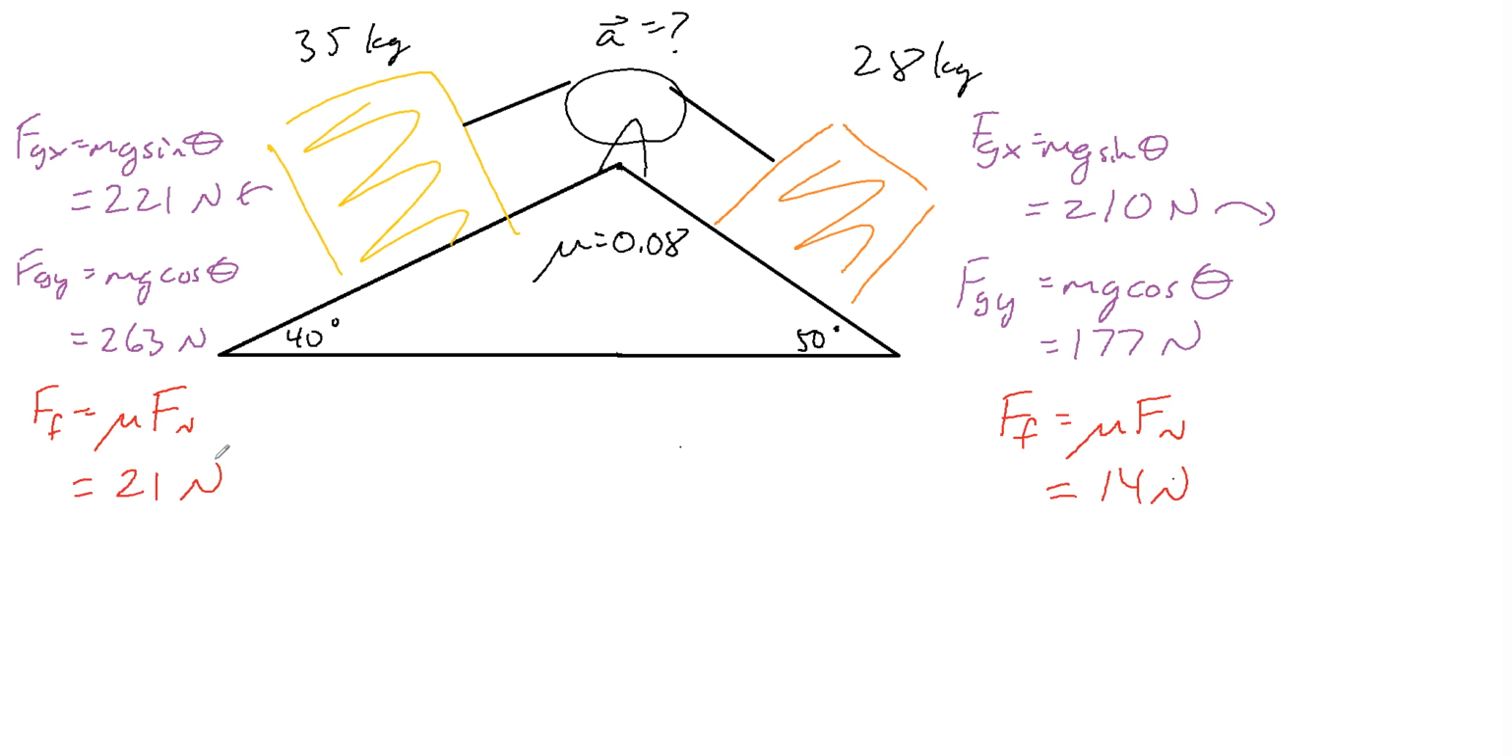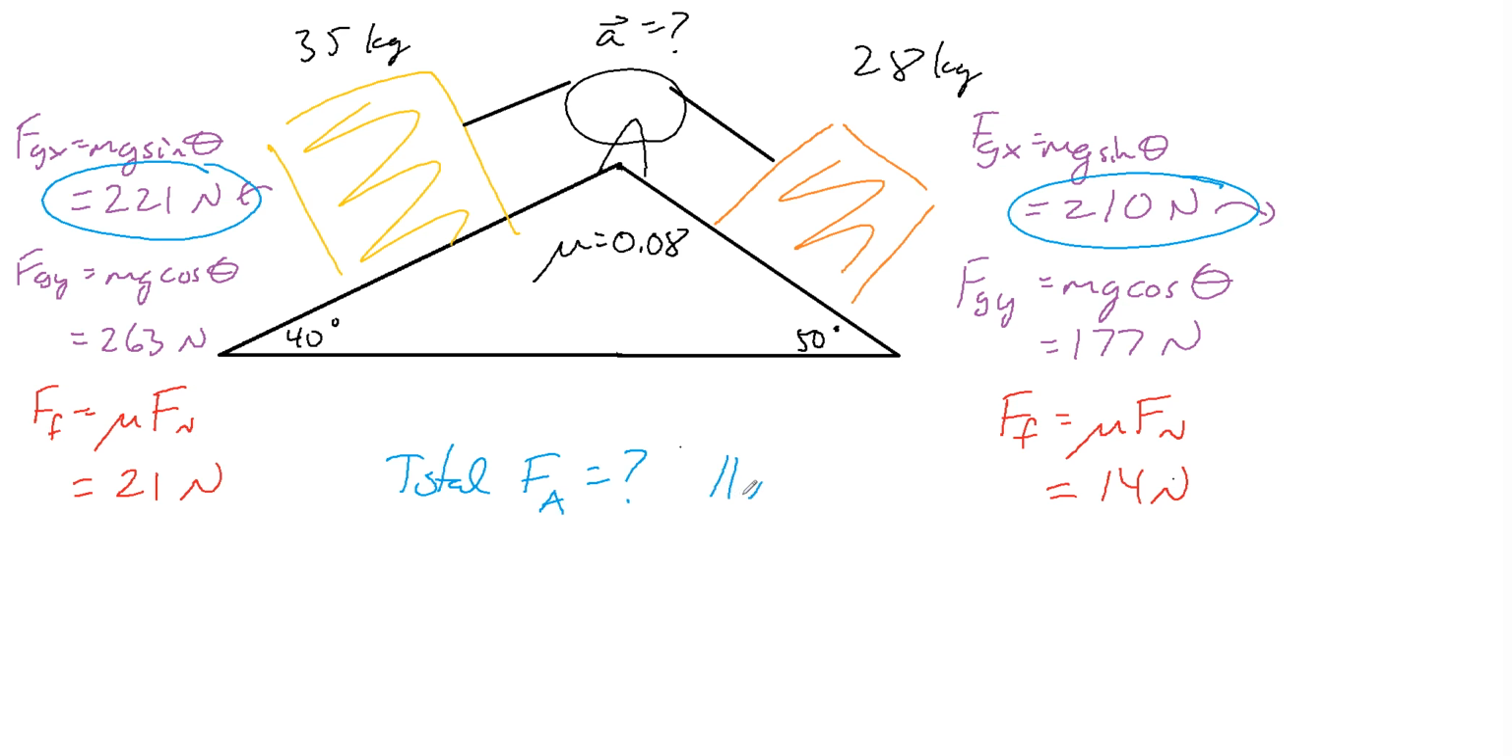Okay, so now I've got all my forces. Now let's see if I can piece things together here. So what I like to do is find my total applied force. So how much is trying to move this thing? Well, that'd be my FGXs trying to move it. I've got 221 going to the left, and I've got 210 going towards the right. So they're pulling in opposite directions, so I will subtract the two. So it looks like I've got 11 newtons towards the left. So that's my total applied force. That's what's trying to move it.